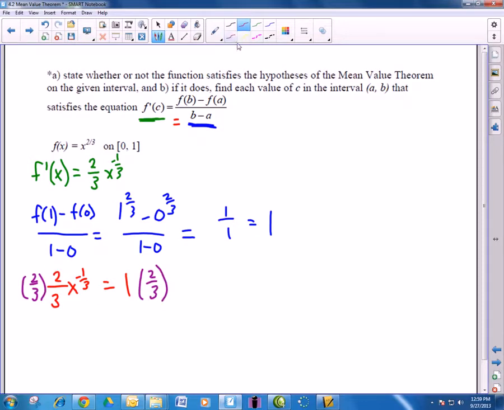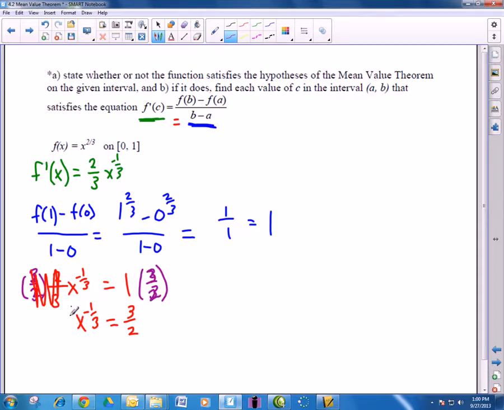Or not 2/3, sorry, 3/2. There we go. 3/2 multiplied by the reciprocal. That way those disappear. And so you'd have x to the negative 1/3 is equal to 3/2. Now, here's the tricky thing. We want to get rid of that exponent.